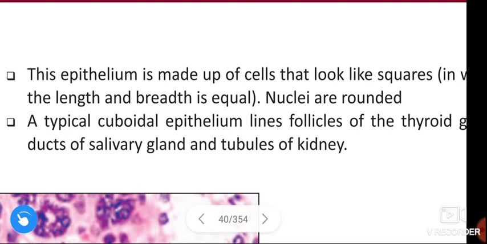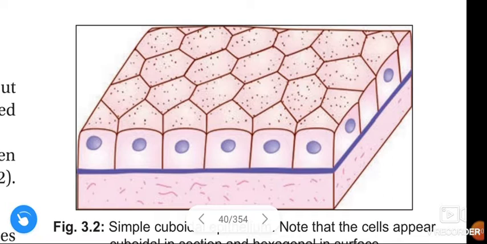Next, see this diagram. This represents the simple cuboidal epithelium, and the cells appear in sectional view. These cells appear in cuboidal shape. See here, all are cuboidal shape. When you see the cells from the surface, they are hexagonal. From the surface it appears hexagonal. In sectional view it is cuboidal in shape.